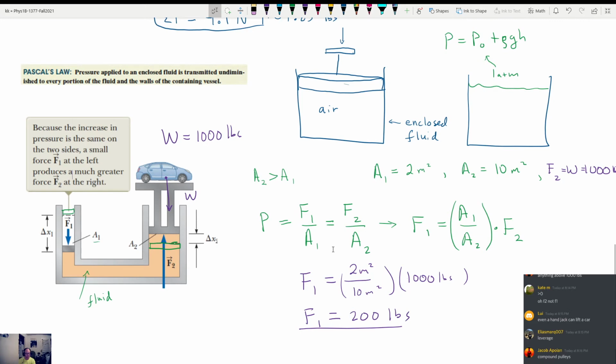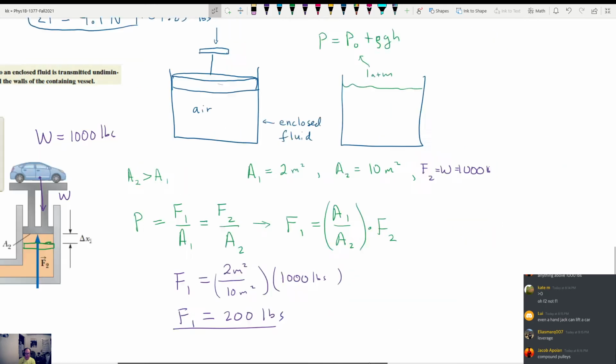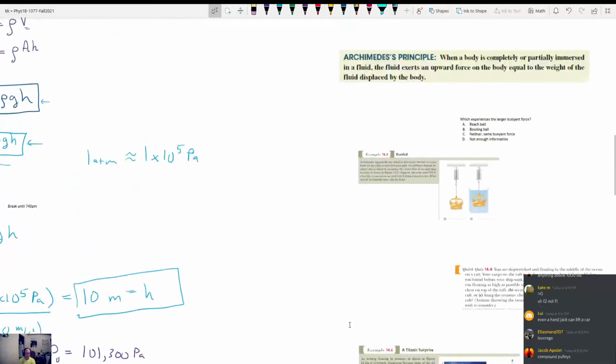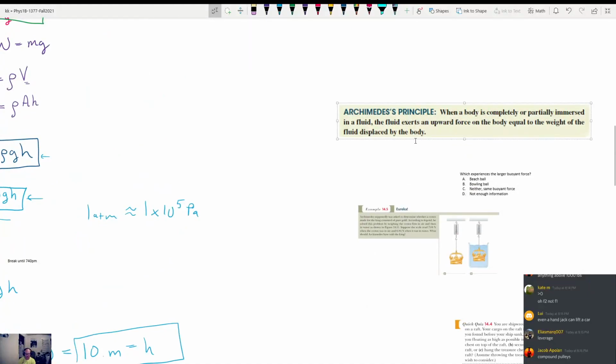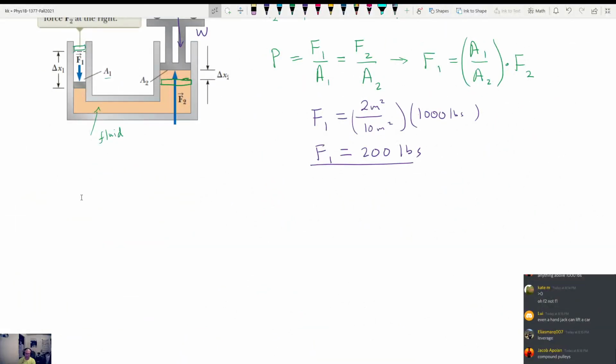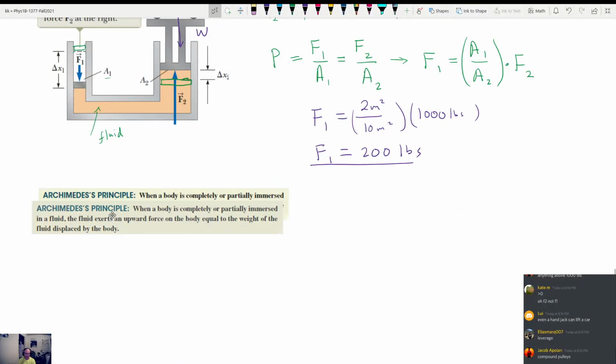So that's Pascal's law. We'll see it show up from time to time in this class. Pretty important idea. Pretty neat that you can lift objects by just employing the way that fluids work. All right.